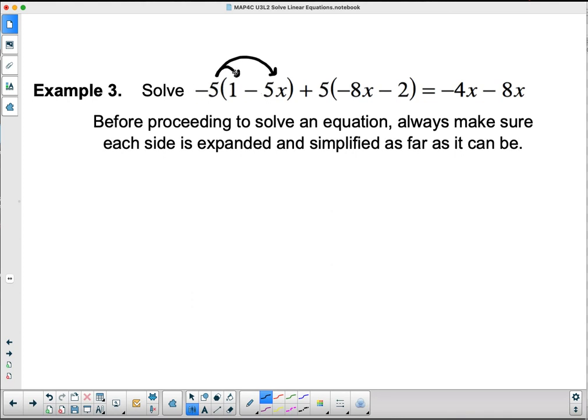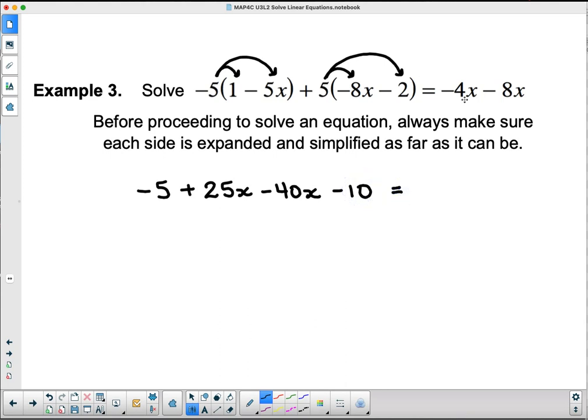If there's a number in front of brackets, what that means is I have to multiply everything in the brackets by that outside number. So that's going to give me -5 times 1, which is just -5. And then -5 times -5x, two negatives make a positive. 5 times 5 is 25, and there's still that x there. Now let's multiply the 5 through. 5 times -8x and 5 times -2. So 5 times -8 is -40x, and 5 times -2 is -10.